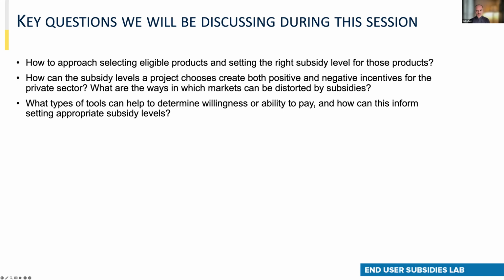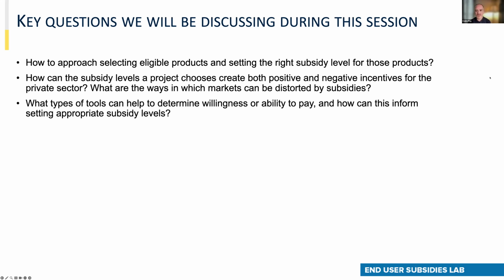So in terms of the topics, we'll be talking about how to approach selecting eligible products and setting the right subsidy level for those products, how subsidy levels that are chosen by a product can create both positive and negative incentives for the private sector, and what are the ways in which markets might be distorted by those subsidies. And then finally, what types of tools can help to determine that willingness or ability to pay, and how can this inform setting the appropriate subsidy levels.